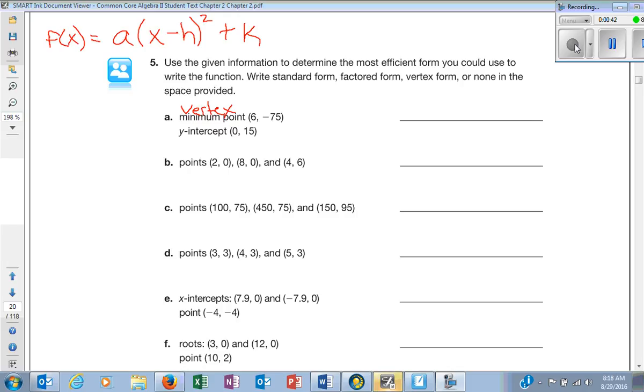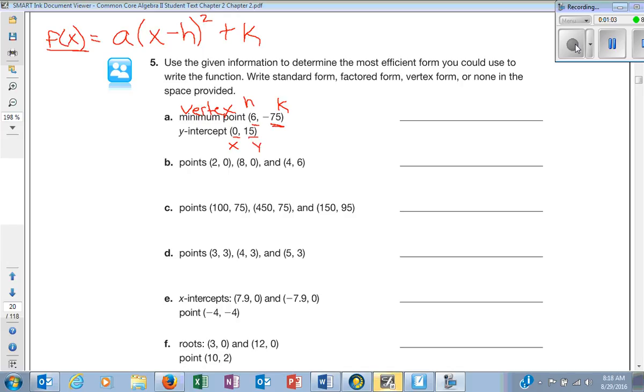Now, on Wednesday, you're going to have to know that on your own. That will not be given to you anywhere on the quiz. What is this right here? What is the 6? It's the h. What is the negative 75? What is the 0? x. And what is the 15? And you are just going to plug into those spots.